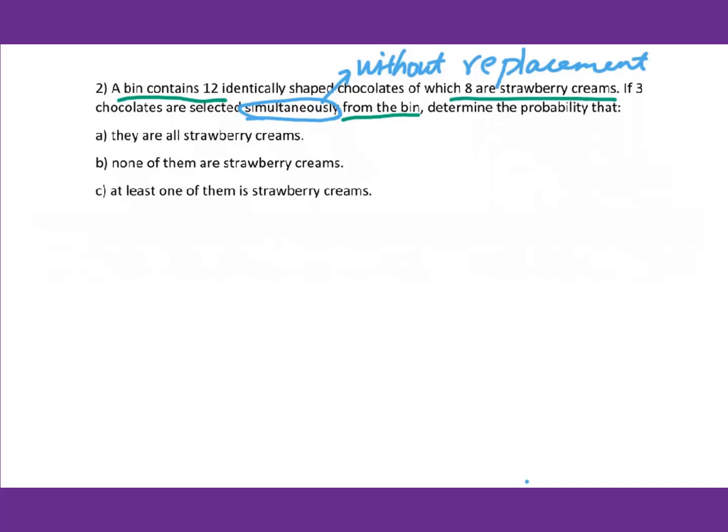Therefore, the first strawberry cream, that is 8 out of 12 times. Second strawberry cream will be 7 over 11, because you took 1 away, 7 strawberry creams left and totally 11 chocolates, times 6 over 10. Then equals 14 over 55.